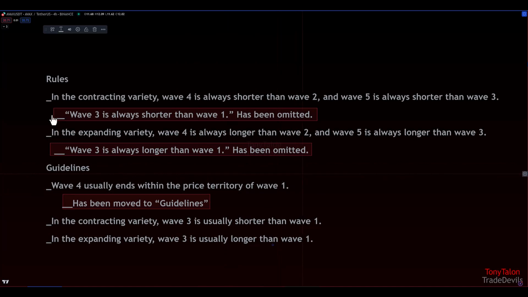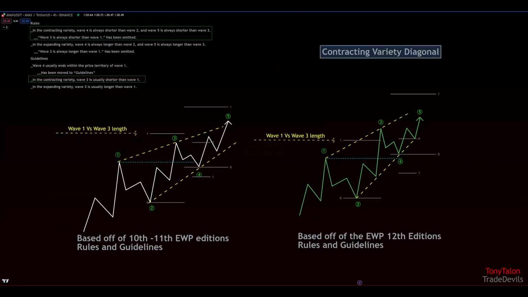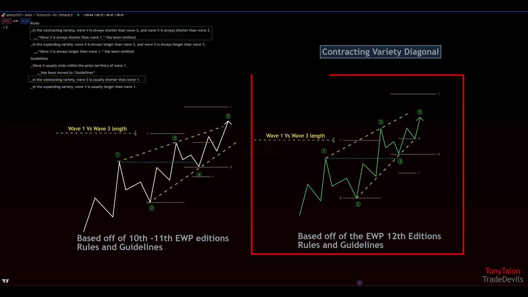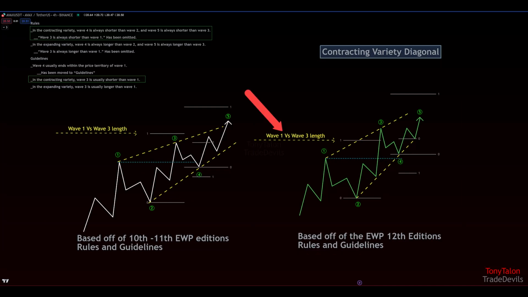So now that we have read through the changes in the rules and guidelines, what are we actually looking for in the charts? Here I have an example of a contracting diagonal based off the rule allowances for both the 11th edition on the left and the 12th edition on the right. Notice with the 12th edition, wave 1 is longer than wave 3, and wave 4 does not overlap or end in the price territory of wave 1.